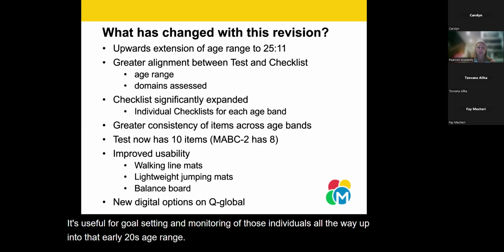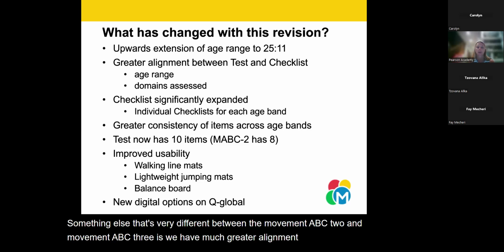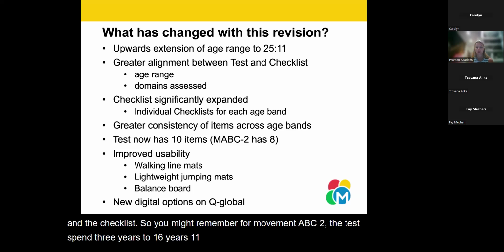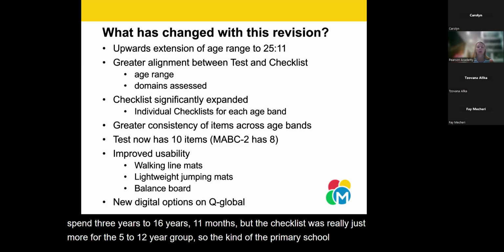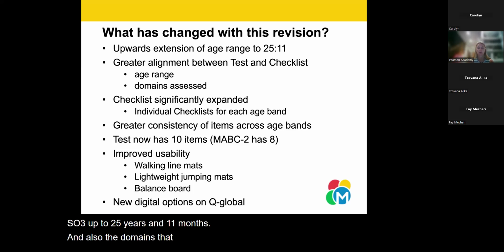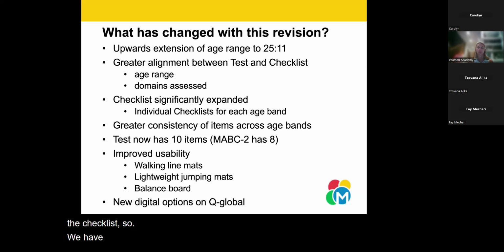Something else that's very different between the Movement ABC-2 and Movement ABC-3 is that we have much greater alignment between the test and the checklist. You might remember for Movement ABC-2, the test spanned 3 years to 16 years, 11 months, but the checklist was really just for the 5 to 12 year group, the primary school age group. We now have a checklist available for the entire age range of the test, so 3 up to 25 years and 11 months, and the domains that are assessed are the same across the test and the checklist. We have both of those instruments divided into those 3 domains, which we'll expand upon in the coming slides.